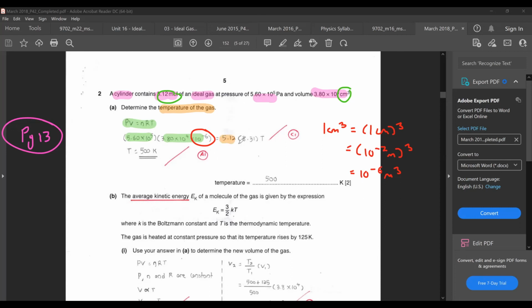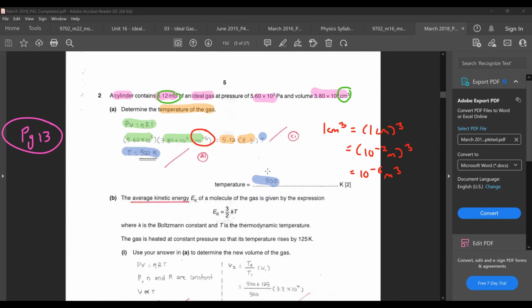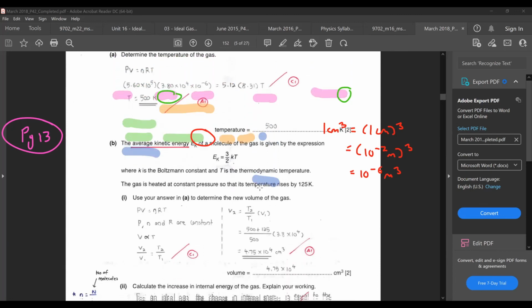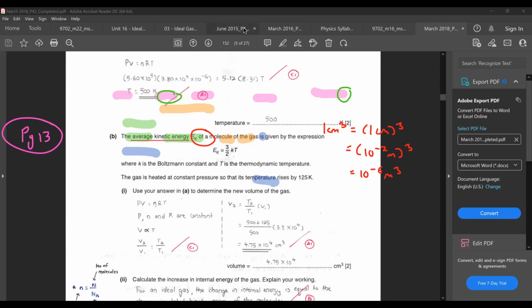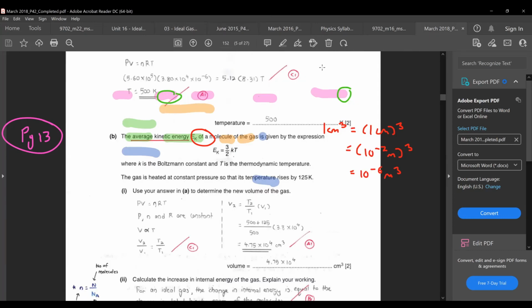Then number of moles 5.12, molar gas constant is 8.31. Find out what is your T. T is 500 Kelvin. Just like that. This one is worth 2 marks. Then after that we look at part B. Let's have a look at part B.